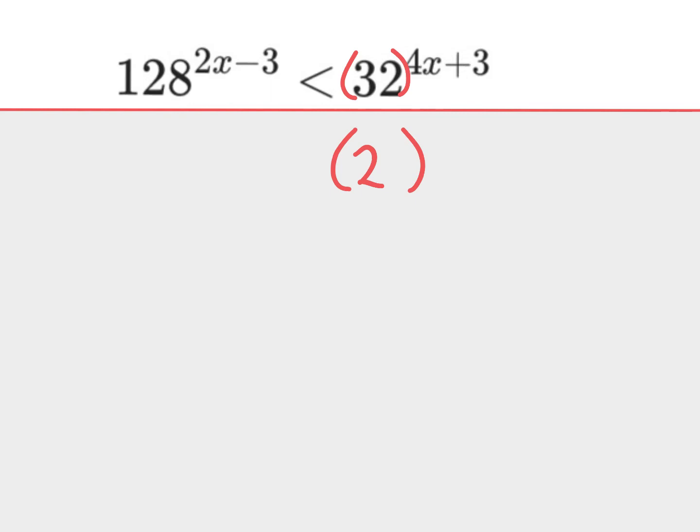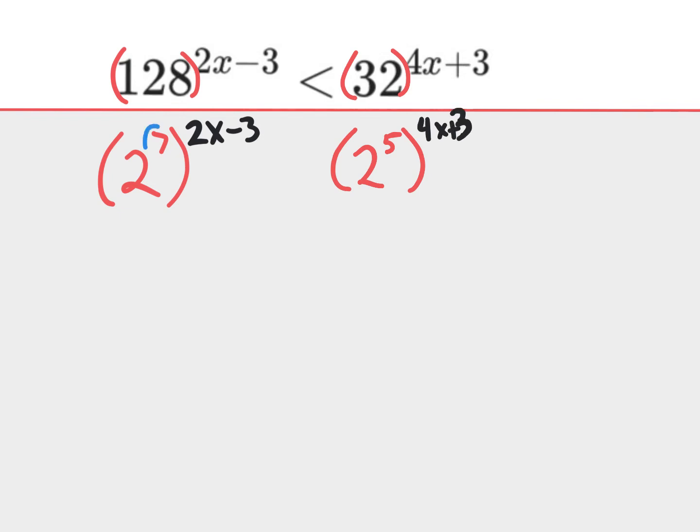2 times 2 is 4, times 2 is 8, times 2 is 16, times 2 is 32. So I know that that is 2 to the 5th power. How about the 128? Well, 2 times 2 is 4, times 2 is 8, times 2 is 16, times 2 is 32, times 2 is 64, times 2 is 128. So I did that counting with my fingers. I get 2 to the 7th is 128. And of course, we still have the powers of 2x minus 3 on the first one and the power of 4x plus 3 on the second one.